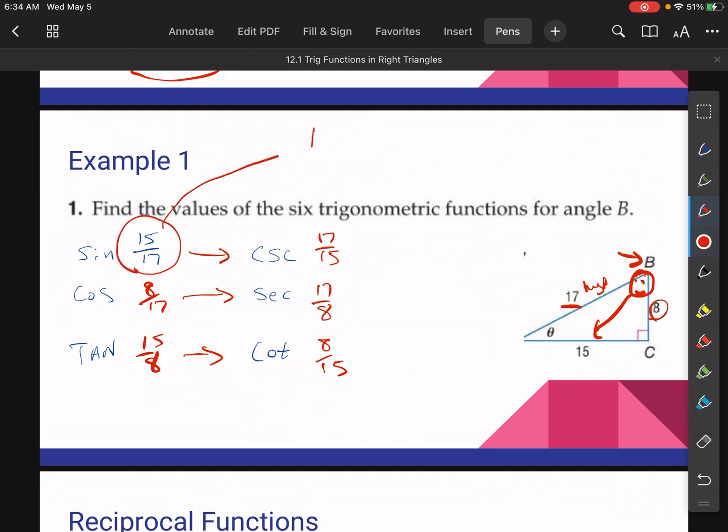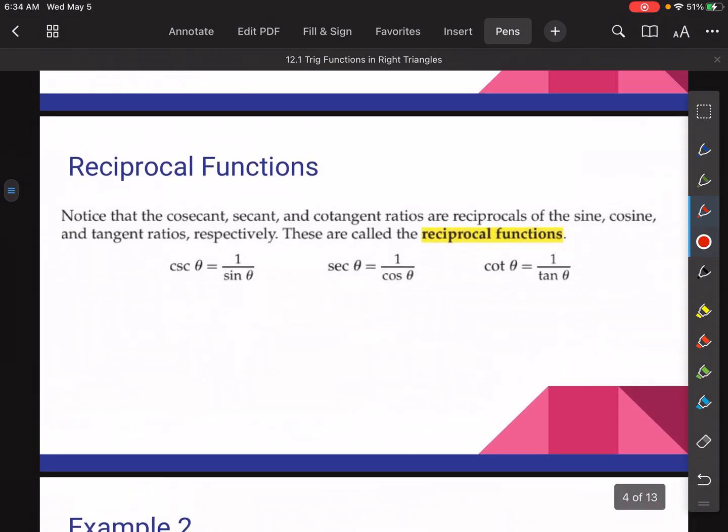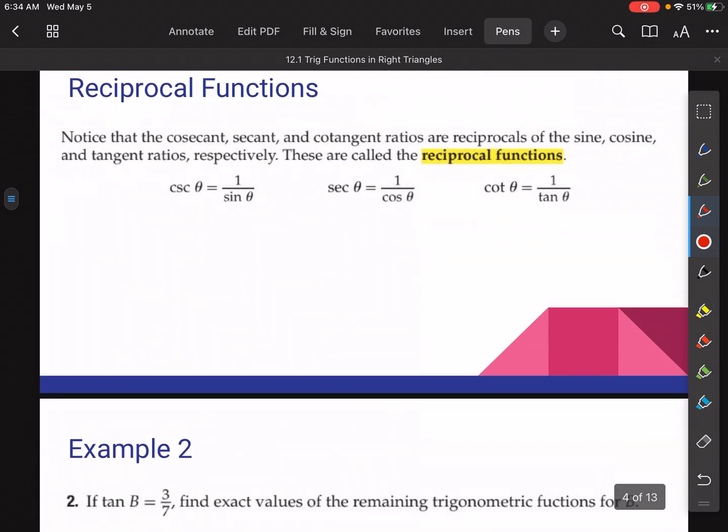If I took 1 over 15 over 17, to solve that out, that's the same thing as 1 over 1 times 17 over 15, which equals 17 over 15. So this thing is the same thing as 1 over sine. All right, and same with secant, 1 over cosine, and the same with cotangent, 1 over tangent. Because when you do that math out, it just flips the fraction, right? So that's what this is saying here, making sure you're clear on that.